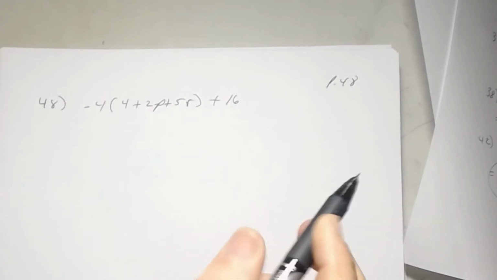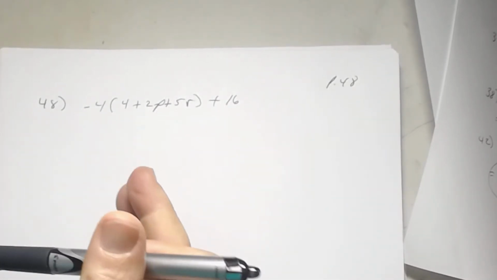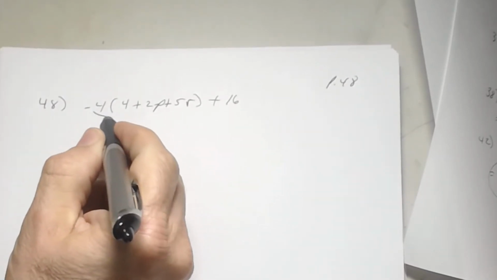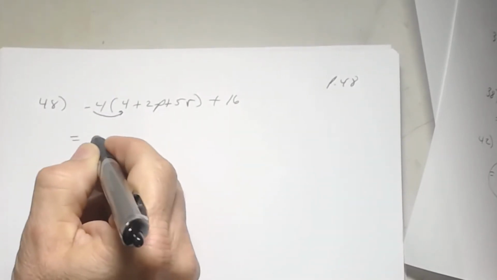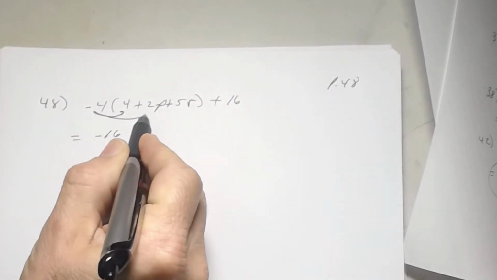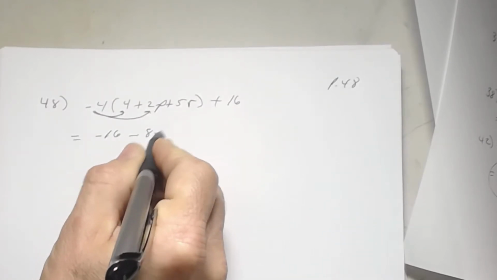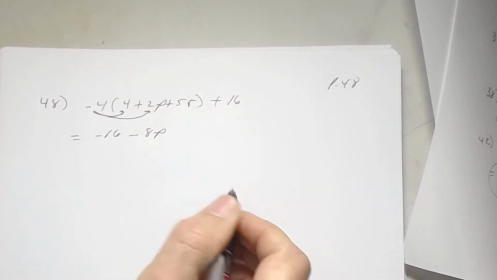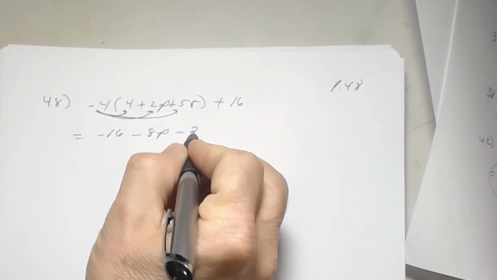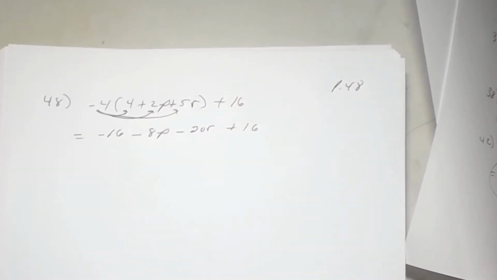Okay, so you can use the distributive property only on the terms that are on the inside. So you can say negative 4 times what? 4 is negative 16. You're also going to say negative 4 times a positive 2P is negative 8p, or minus 8p. Then you say negative 4 times 5r is minus 20r. And then plus the 16.